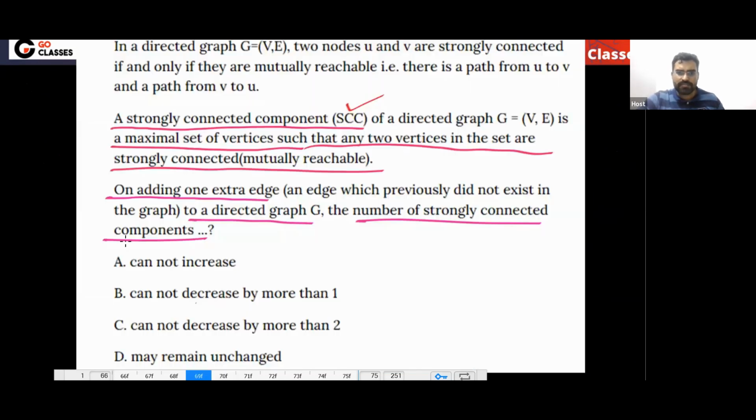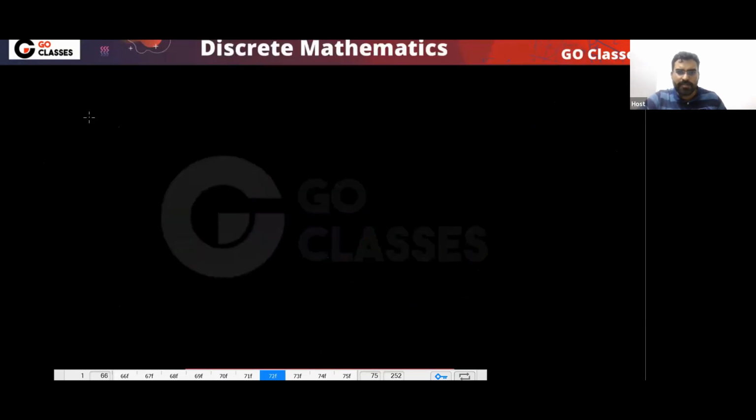Okay, cannot increase, that is correct. Very good. How much can it decrease? Can it remain unchanged? Yes, it can remain unchanged, right? So if you have a graph G plus one edge, you can notice that it can remain unchanged.